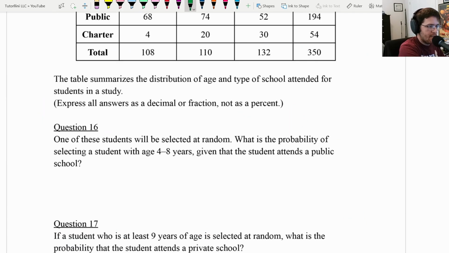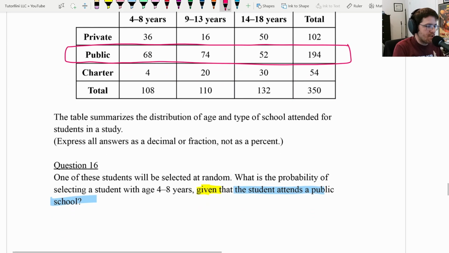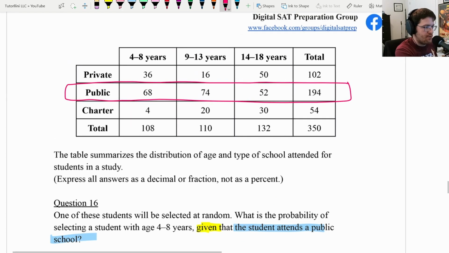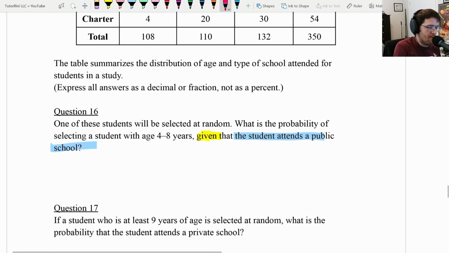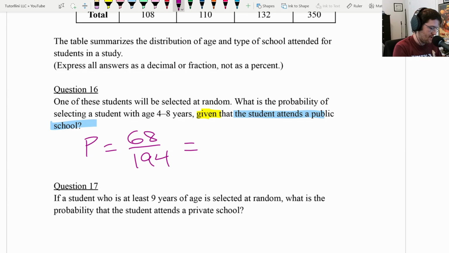Okay, question 16. It says, given, and then after that tells us the target group, the student attends a public school. So I'm going to put a big box around the public school row there. And then it says, what is the probability of selecting a student with age 4 to 8 years? Okay, so that is 68. That's that one. Out of a total of 194. So 68 over 194. Let's see what that reduces to. That reduces to 34 over 97.